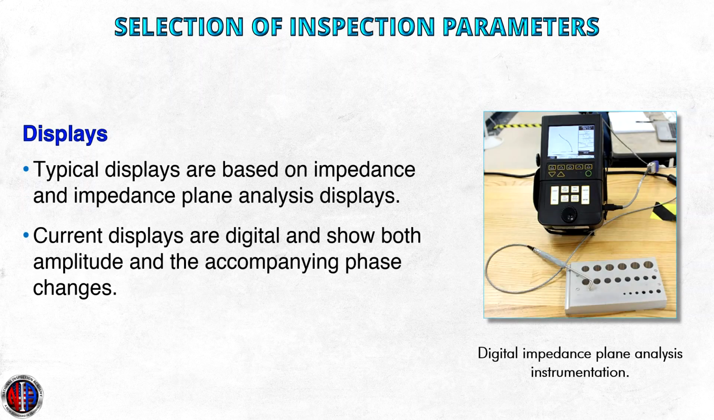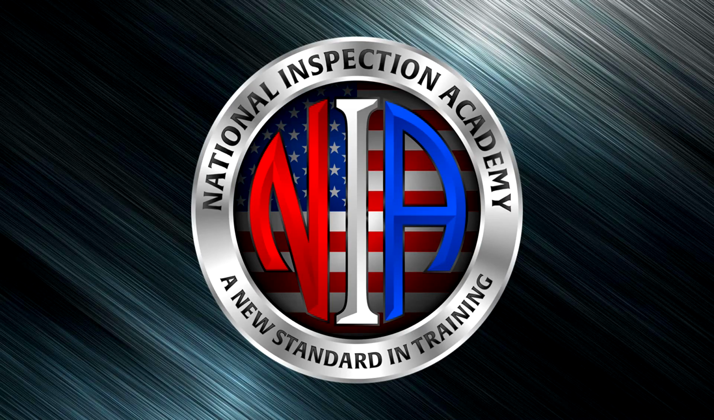Displays. There have been numerous types of displays over the course of development of eddy current systems. However, typical displays in modern systems are based on impedance and impedance plane analysis displays. The original displays were based on an analog meter. Indications were indicated by a deflection in the meter needle. Current displays are digital and show both amplitude and the accompanying phase changes that provide greater information concerning indications and discontinuities. And that concludes this lesson.